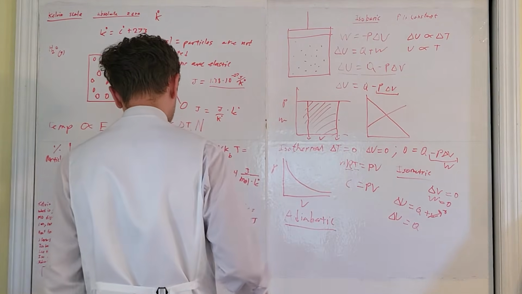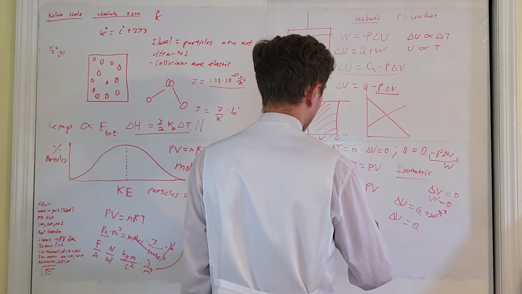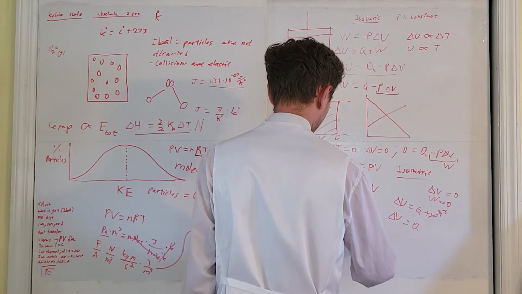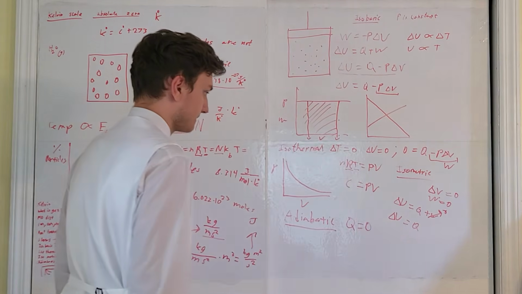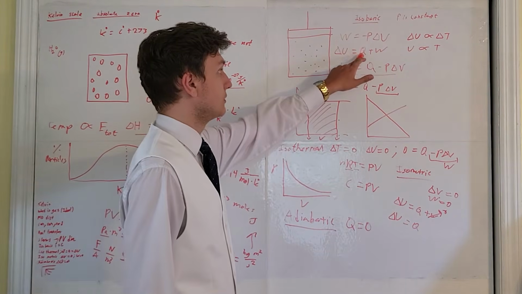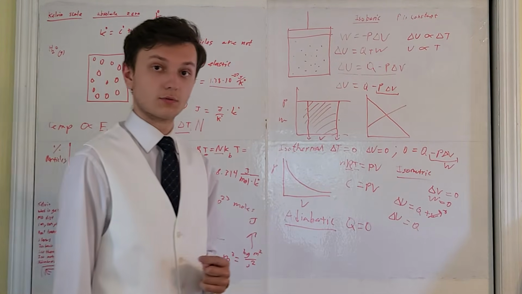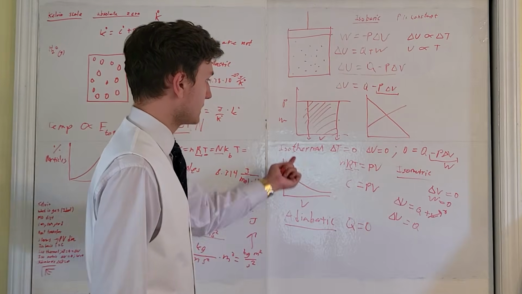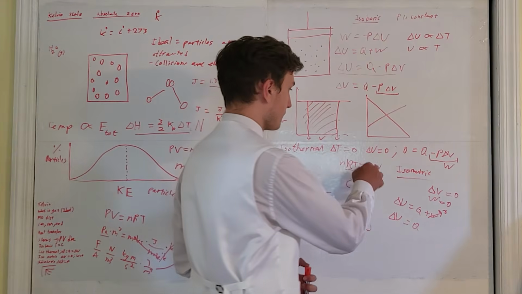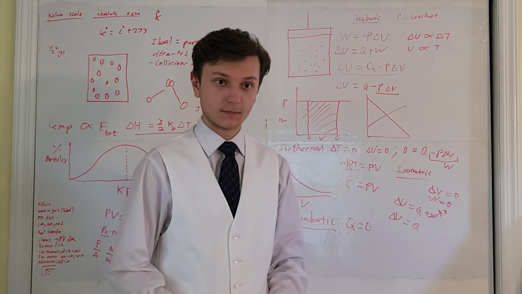Adiabatic means that the change in heat energy of the system, Q, equals 0. Okay? Like I said before, Q is not the total heat energy, Q is the change in heat energy. So the change in heat energy of the system equals 0. Notice the difference between isothermal and adiabatic. Isothermal meant that the change in temperature was 0 for the system, okay?